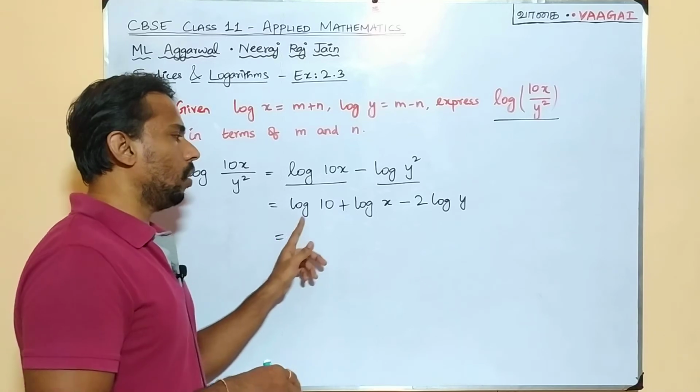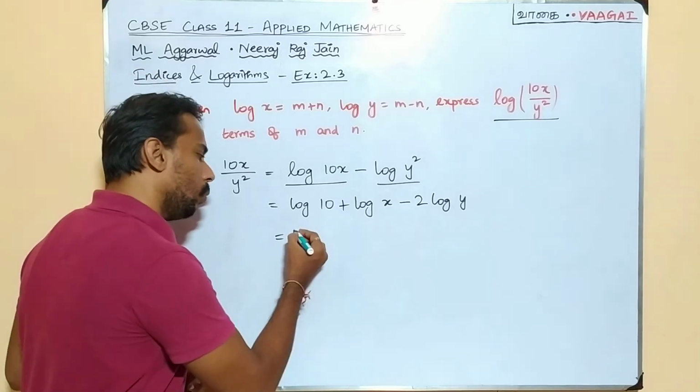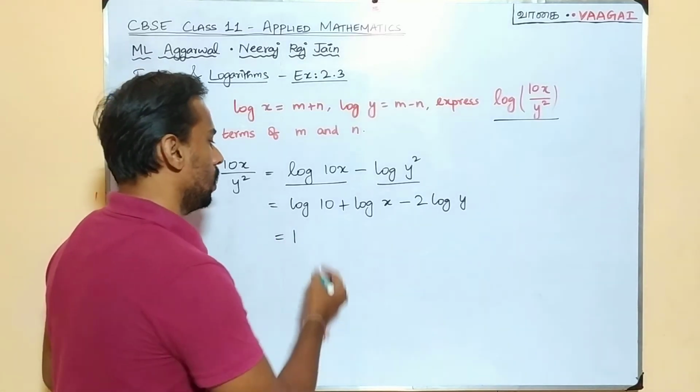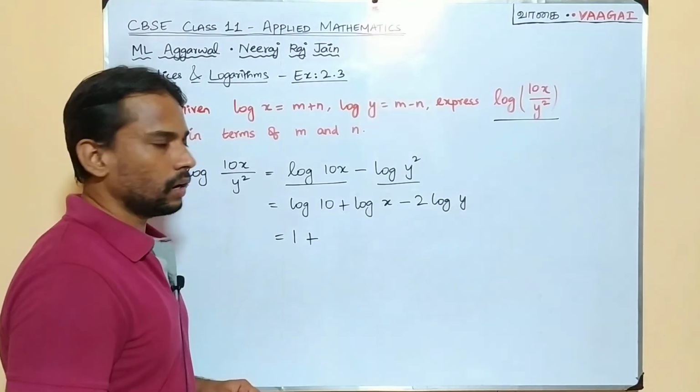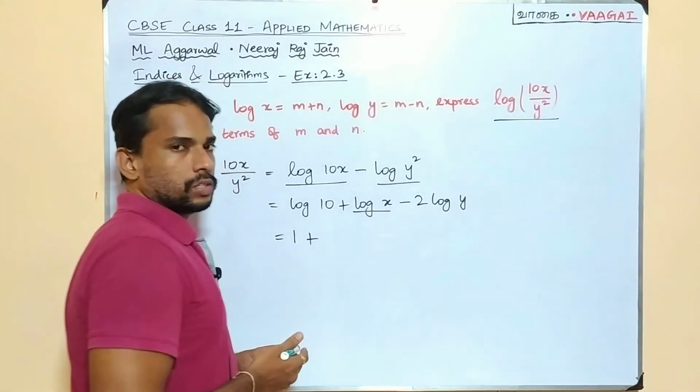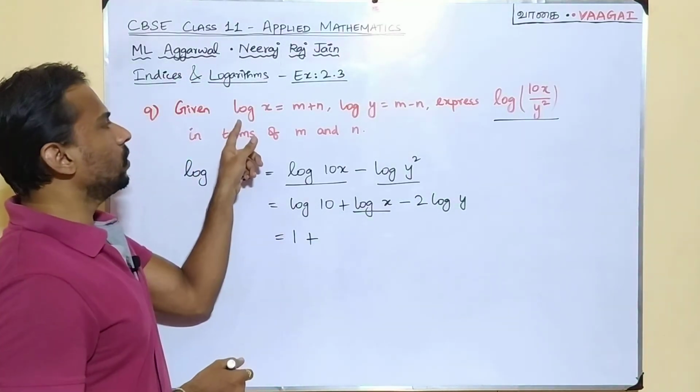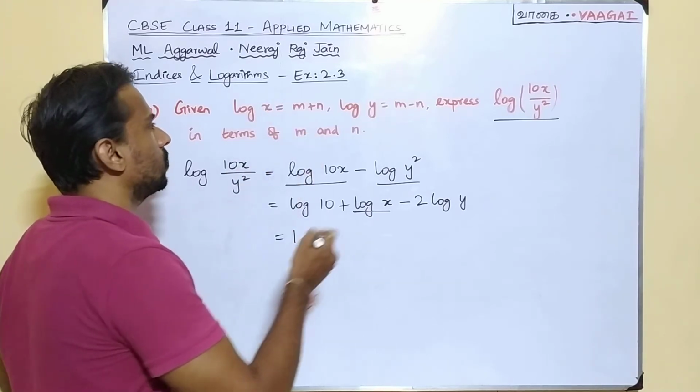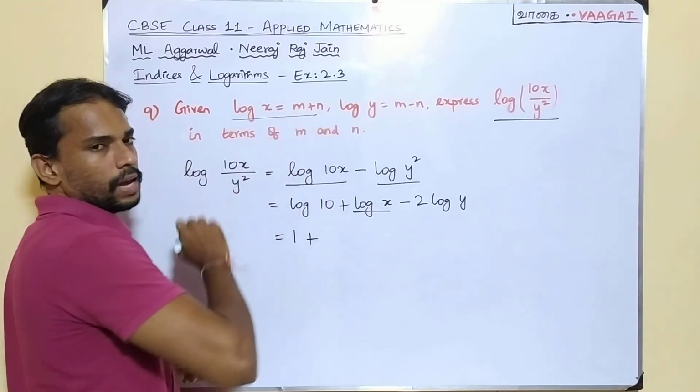In that case, log 10 is simply going to be 1. Plus, now come here, we have what? Log x. Is it or not? So log x is given. We already have the question. Log x is given to be m plus n, right?